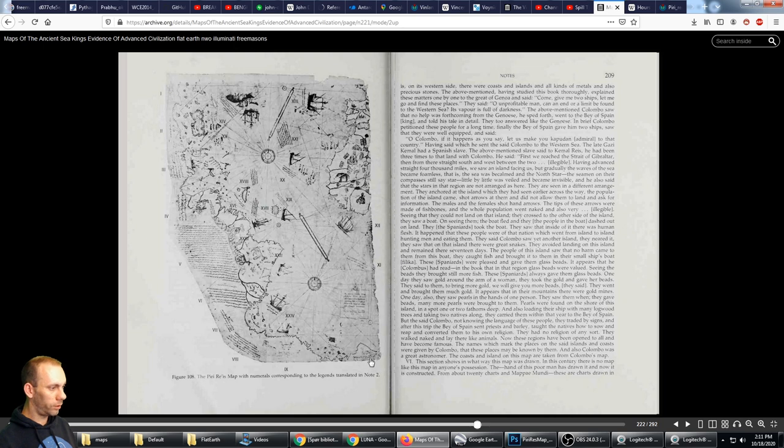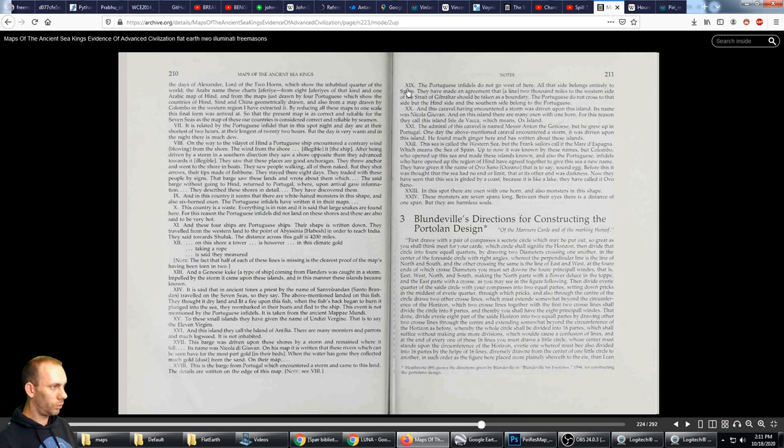This is area 10, of course. So going to 10, we can see this country is a waste, and we're talking about Antarctica. Everything is in ruin, and it's said that large snakes are found here. For this reason, the Portuguese infidels did not land on these shores, and they are also said to be very hot.